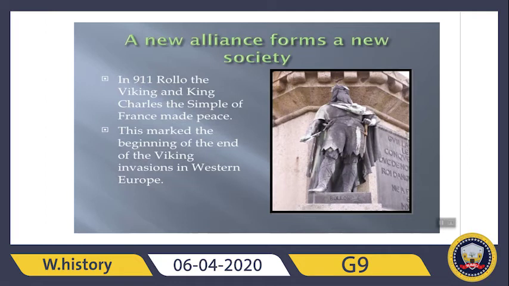So what happened in 911? Rollo the Viking and King Charles the Simple of France. Here you will see two parties, Rollo the Viking and King Charles the Simple of France. They made peace, a treaty of peace, and this peace marked the beginning of the end of the Viking invasion in Western Europe. Because of this peace, the invasions came to an end in Western Europe.